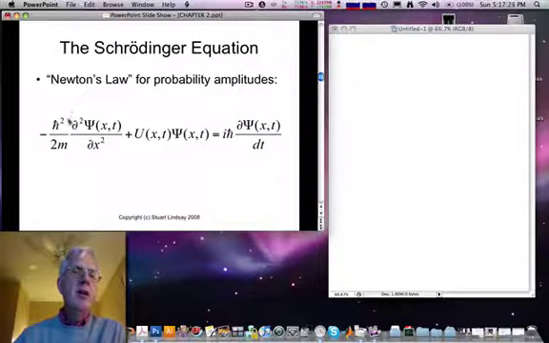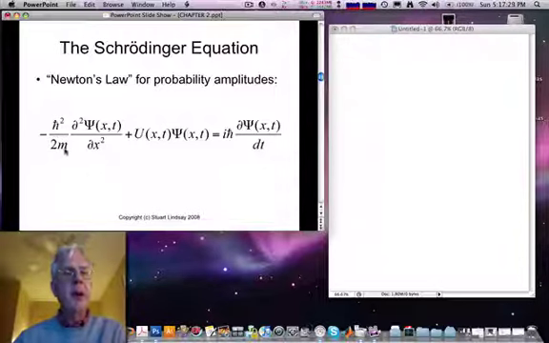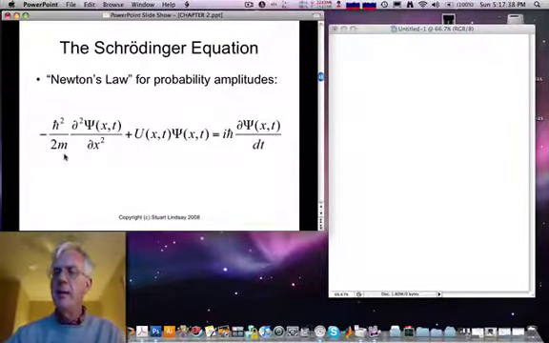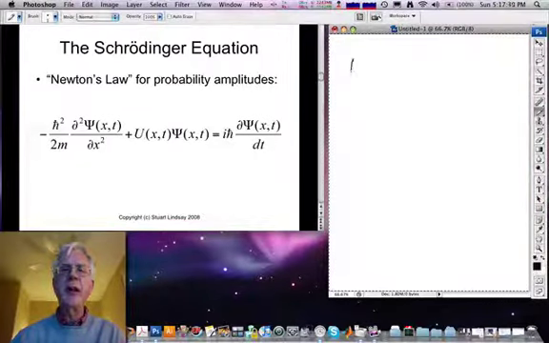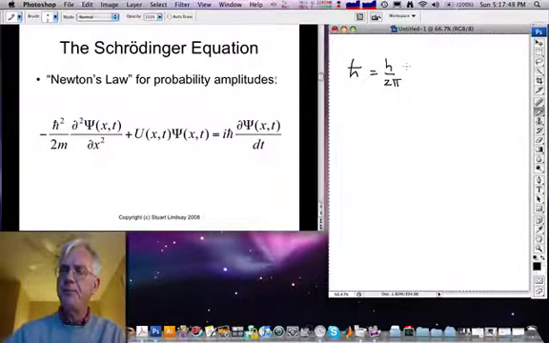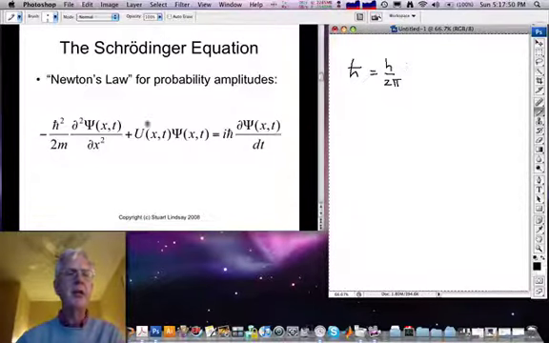The first term here is minus h bar squared on 2m. M is the mass of a particle. It's a Schrodinger equation for a single particle of mass m. Planck's constant squared occurs here. The h bar is Planck's constant divided by 2 pi, so you'll often see this h bar occurring in quantum mechanical expressions.